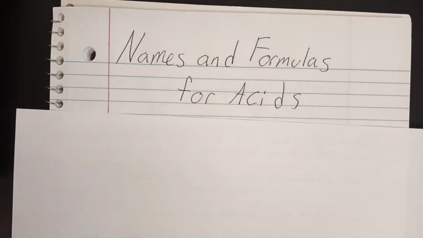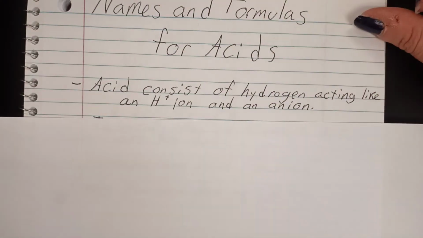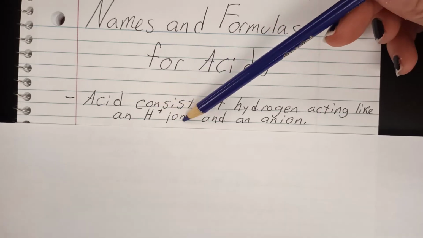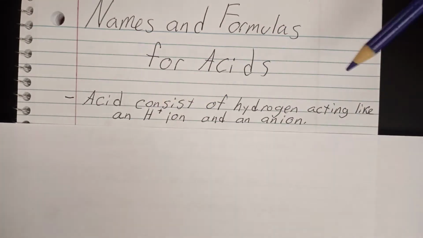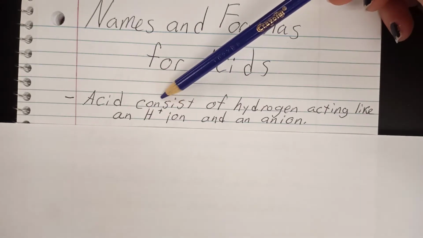So this lesson is about how to find names and formulas for an acid. A couple of things that we need, some background information. To start off with, an acid is going to consist of a hydrogen that's going to behave like an H+ ion. We've talked before about hydrogen thinking it's a metal, but it's not really. So sometimes it will behave like an alkali metal and take a 1+ charge.